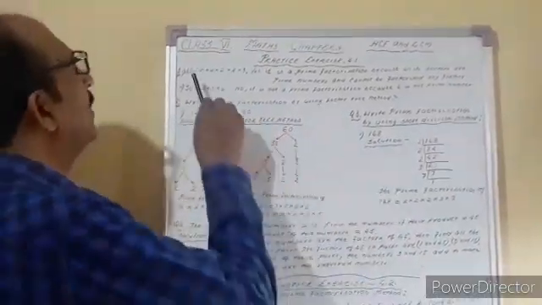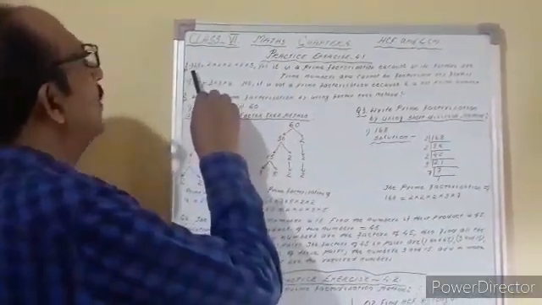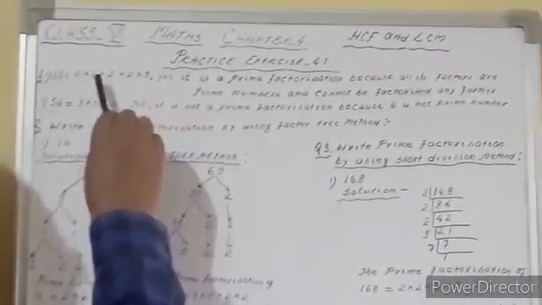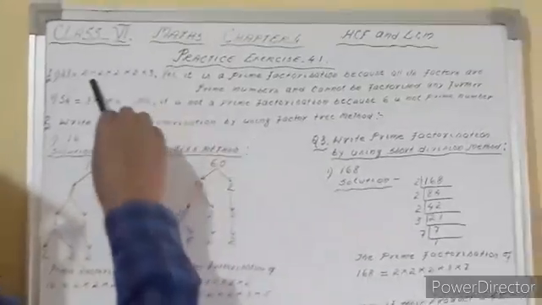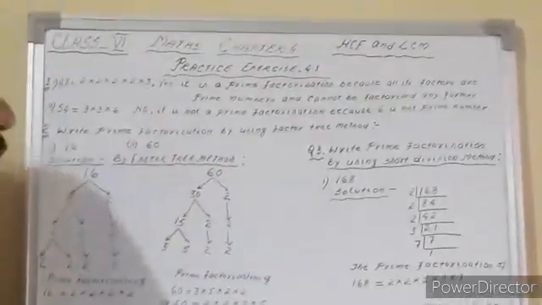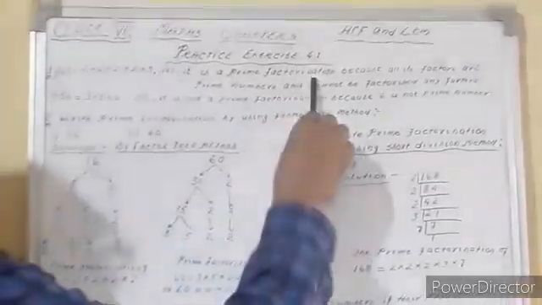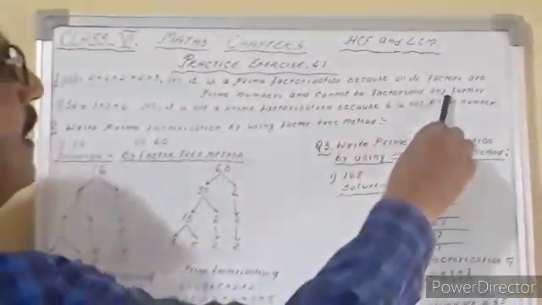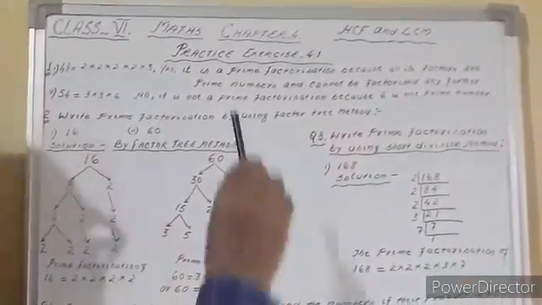The first one I have taken is 48, which is given as a prime factorization of 2 into 2 into 2 into 2 into 3. This is the prime factorization of 48. So whether this is in the prime factorization form or not, we have to say that. All these numbers are prime numbers, so we can say yes, it is a prime factorization, because all its factors are prime numbers and cannot be factorized any further. This is the reason while solving this problem.